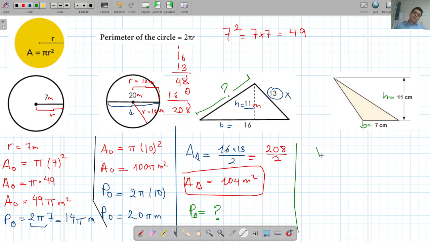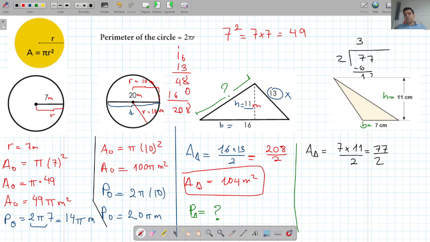Now, if we find the area of this triangle, this is going to be base 7 times height 11 divided by 2. Now, 7 times 11 is 77 divided by 2. If we try to divide this by 2, we can use the common division. We got 77 divided by 2. It's just 2 times 3. It's going to give me 6.